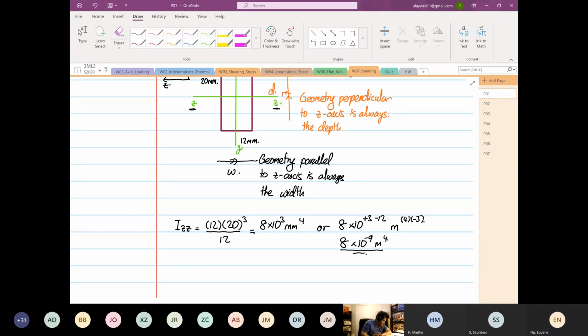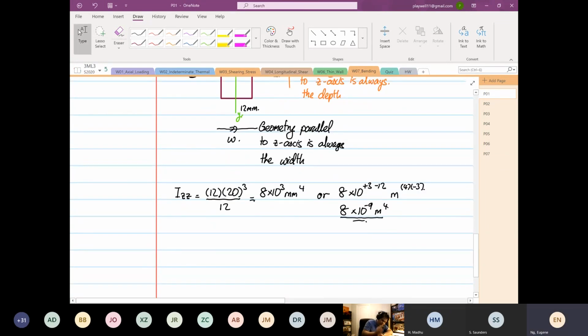So from here, the next step where most of the students make mistake is now stress X is equal to Mz over Izz. We are clear. Now the next part that students will make mistake: what is this y distance? Where is this y we're taking?